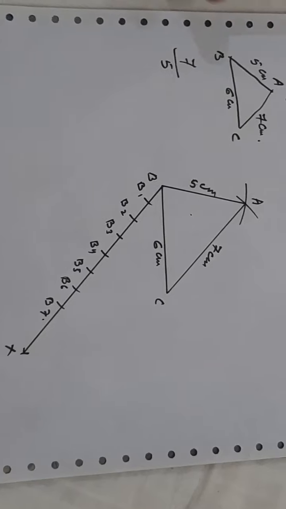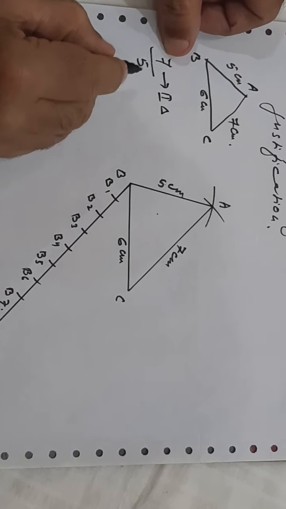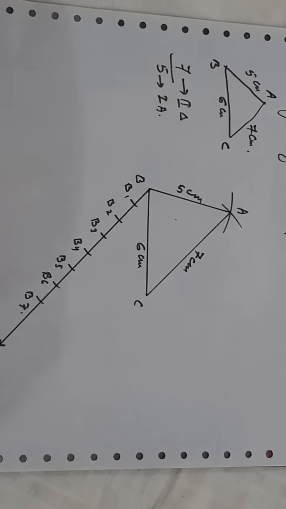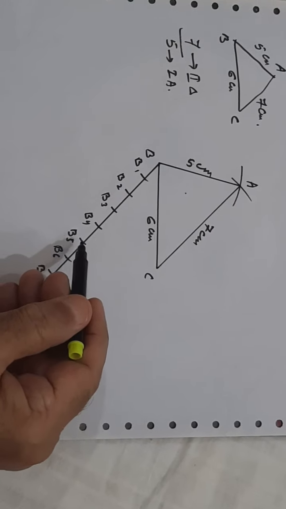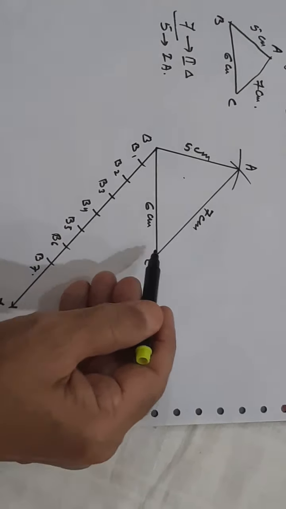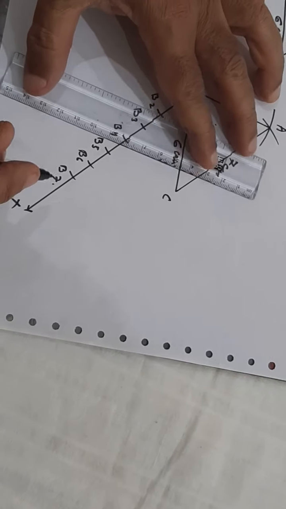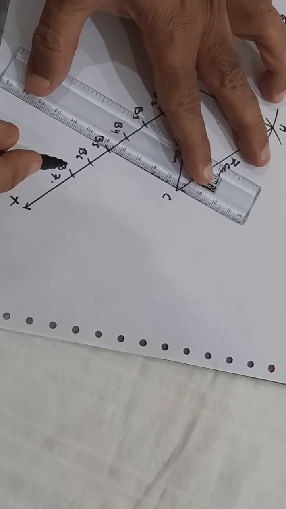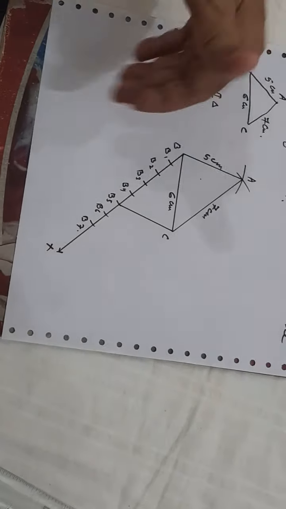Now the numerator belongs to the second triangle that we have to draw, and 5 belongs to the first triangle, meaning the original triangle. So we'll join B5 with C because 5 belongs to the first triangle. So draw a segment joining B5 and point C.